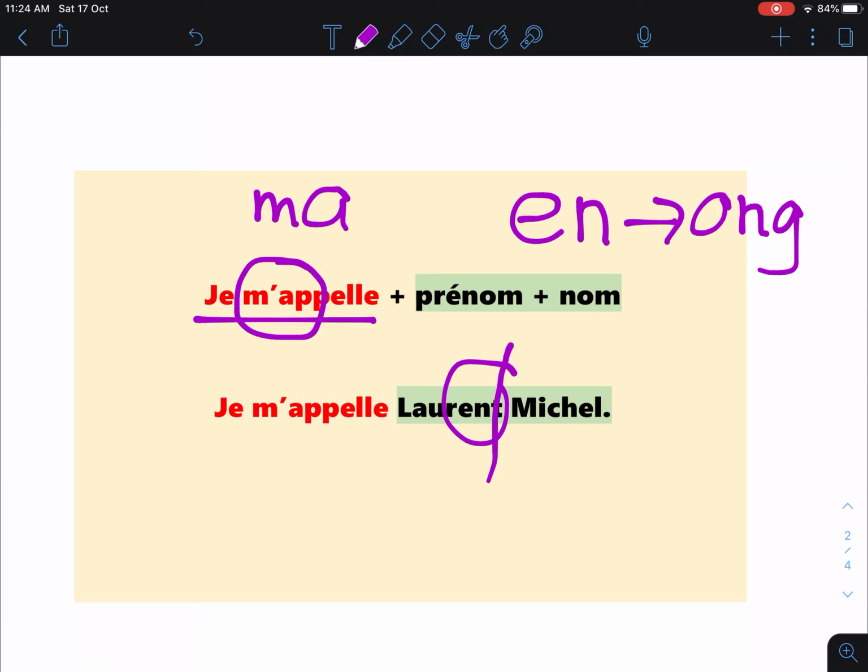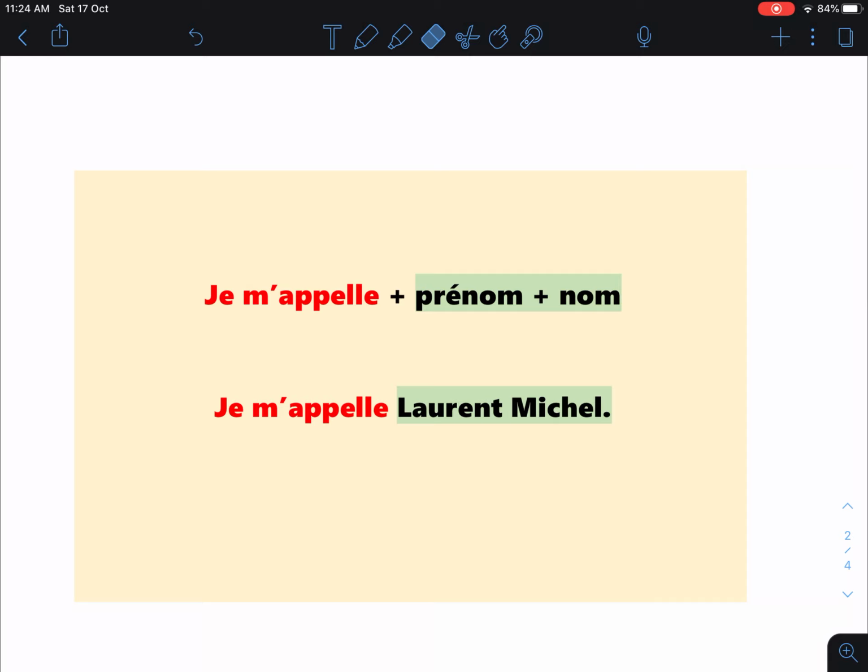Right? Now, je m'appelle means my name is. So, je m'appelle Laurent Michel means my name is Laurent Michel. Well, literally, actually, it doesn't mean that. It means I call myself Laurent Michel. But there's no such thing in English. You have it is my name is Laurent Michel. Now, this is how you say your name is. Now, let's move to the next one.